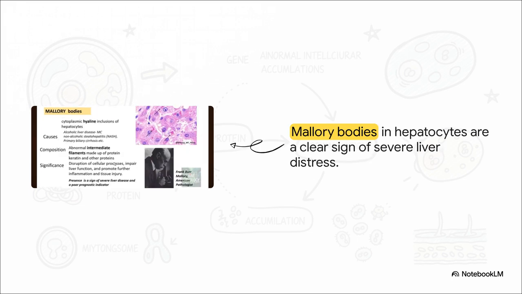And the liver has its own version of protein tangles too, called Mallory bodies. These cytoplasmic inclusions in hepatocytes are made up of abnormal intermediate filaments, specifically keratin. Seeing them is an incredibly clear sign of severe liver distress, most commonly from alcoholic liver disease. Spotting these under the microscope tells a pathologist that the liver's cellular processes are deeply, deeply disrupted. It's a remarkably poor prognostic indicator for the patient, for sure.